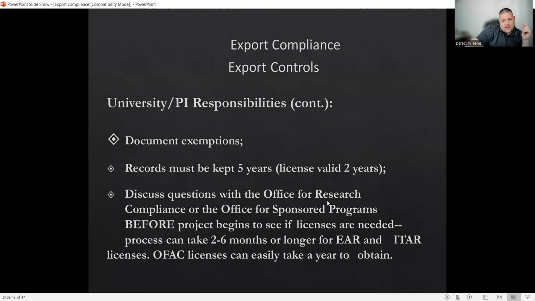Discuss questions with the Office for Research Compliance or the Office of Sponsored Programs before the project begins to see if a license is needed. Again, it can take 2 to 6 months or longer for EAR and ITAR. OFAC licenses can easily take a year to obtain.